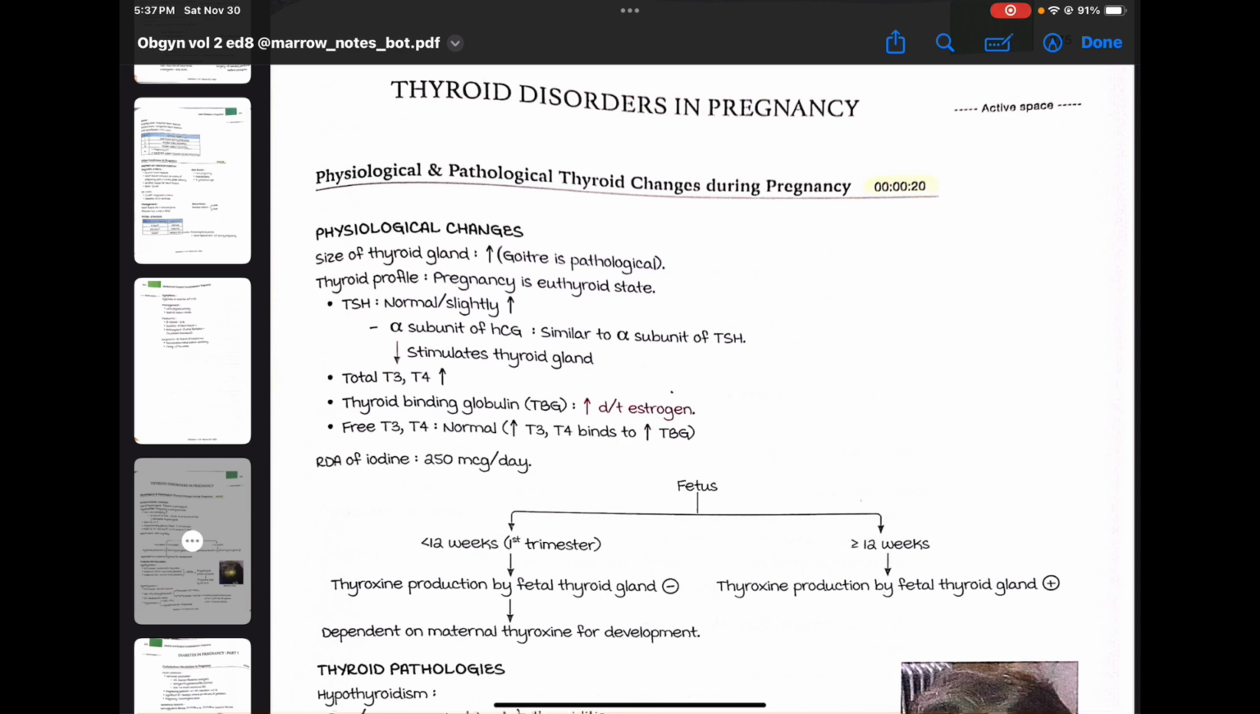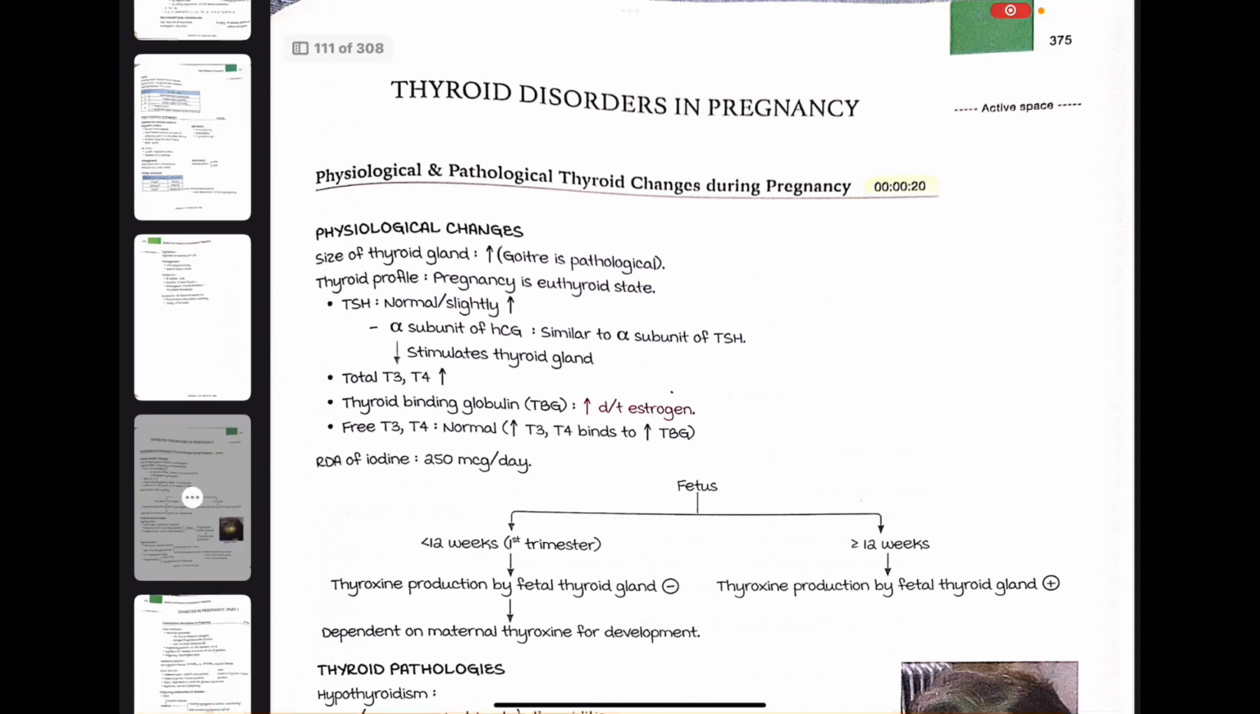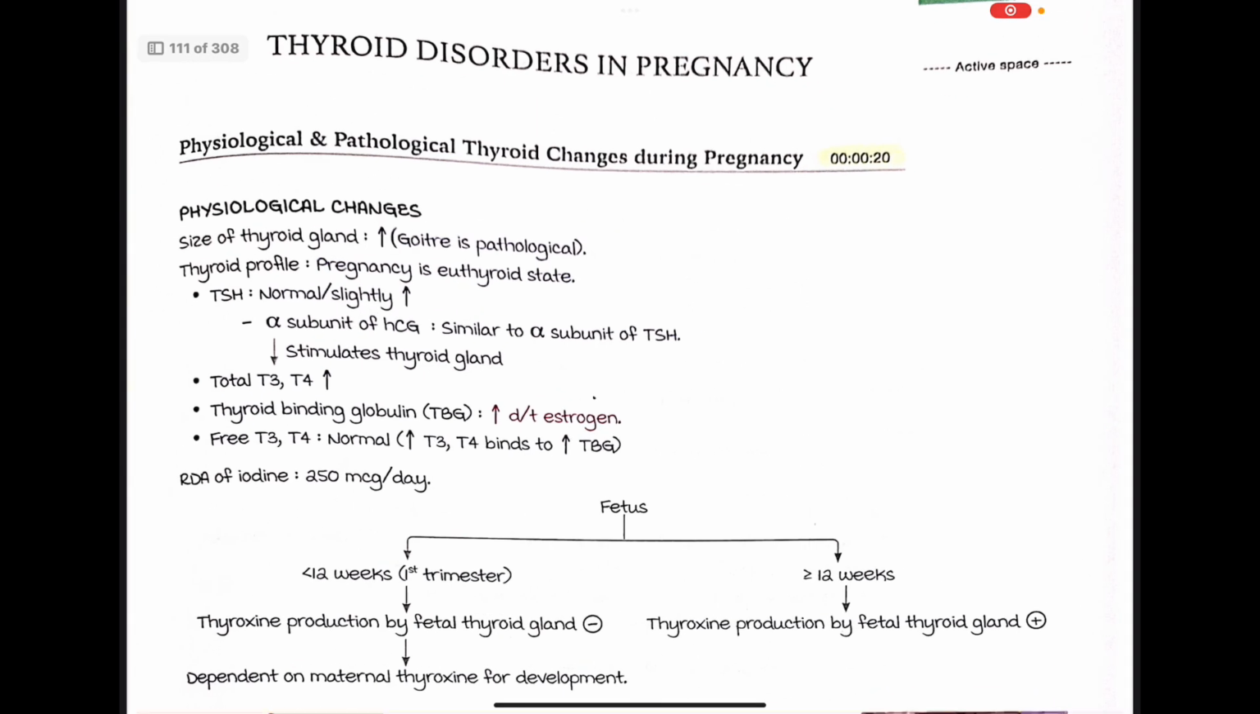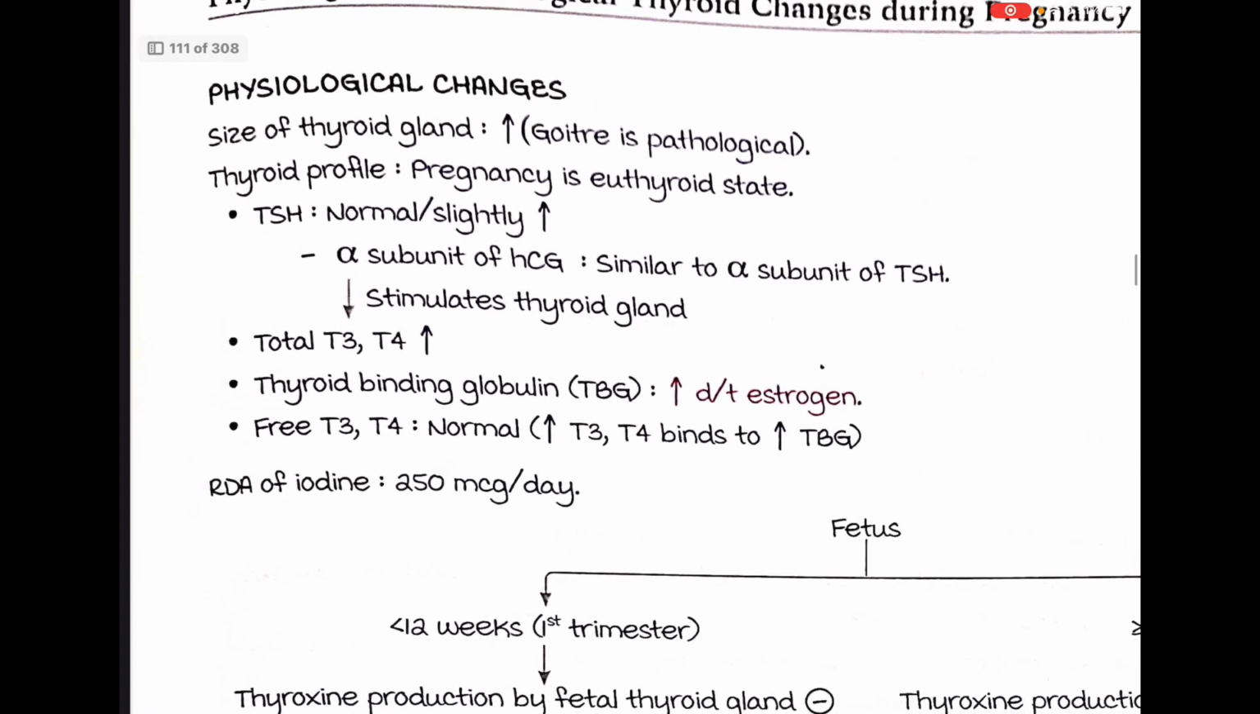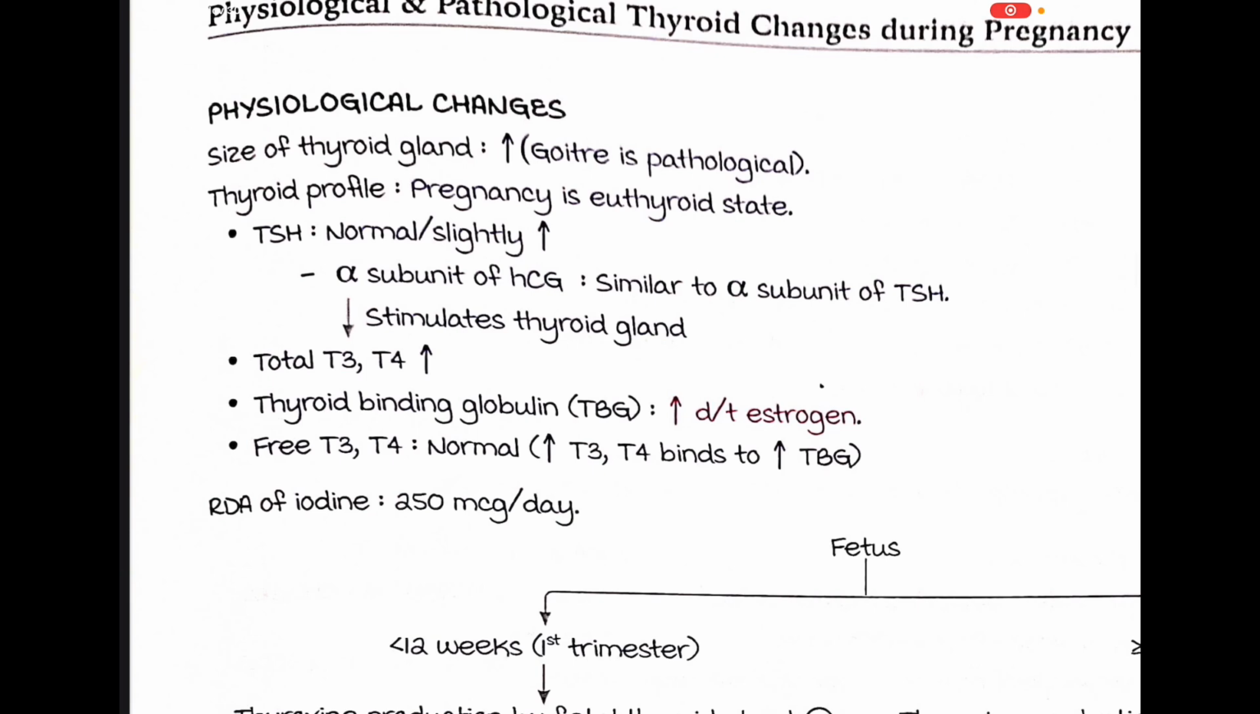So starting with thyroid disorders in pregnancy. Physiological and pathological thyroid changes during pregnancy. Physiological changes: size of thyroid increases. Goiter is pathological. Thyroid profile: pregnancy is a euthyroid state. TSH normal or slightly elevated.